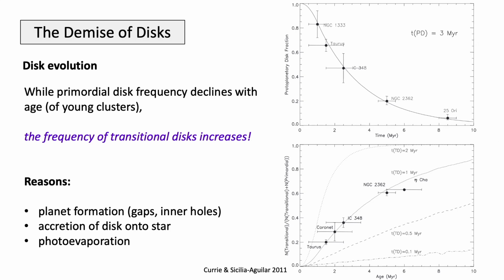Now you see that at the age of about 1 million years, most of the stars, 80% in this cluster here, have disks. But at 2 million years, or maybe 3 million years, we are already down at 50%. So these disks go away, they disappear somehow. And at 10 million years, almost every star in those older clusters are just naked stars, there are no disks.